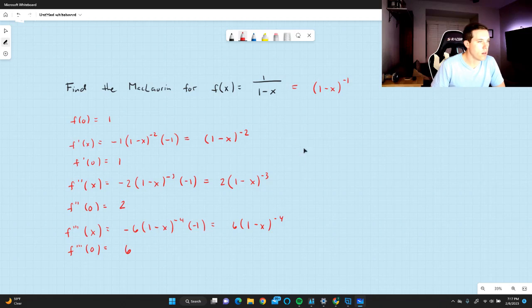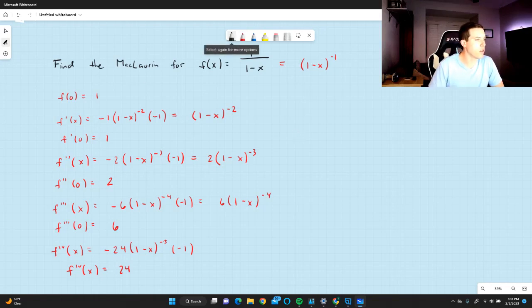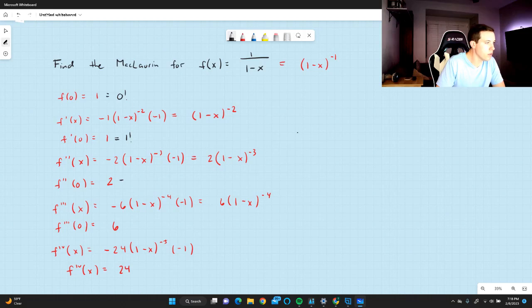Let's do one more. By the way, this 1, 1, 2, 6 combination should become pretty obvious to you as we do this more and more. But let's see if you can get the next number. The fourth derivative, negative 24, times 1 minus x to the negative 5th times negative 1. And I think we've seen this enough now. The negatives cancel. You plug in 0 and you get 1 inside, which equals 24. Do you recognize these? The 1, 1, 2, 6, 24, those are your factorials. So this is 0 factorial, 1 factorial, 2 factorial, 3 factorial, 4 factorial.